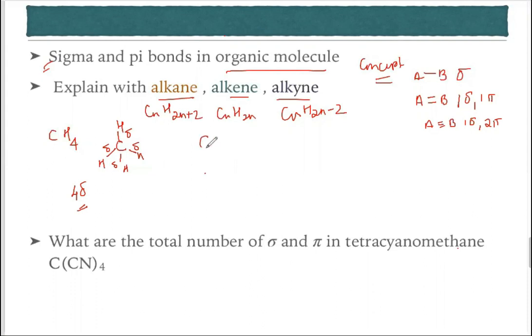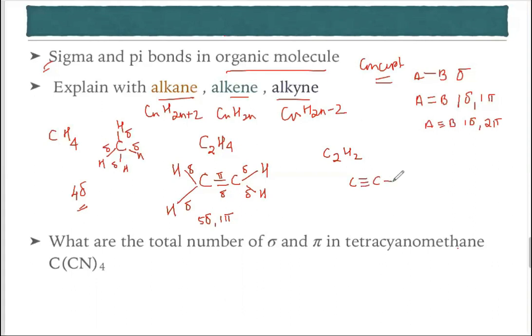Now we'll talk about alkene. Let's take C2H4. What is the structure of C2H4? Carbon double bond carbon, with hydrogen, hydrogen, hydrogen and hydrogen. So how many bonds are there? This is one sigma, this is sigma, sigma. Here this is pi, here is sigma and sigma. So how many sigmas? 1, 2, 3, 4, 5. So 5 sigma and 1 pi.